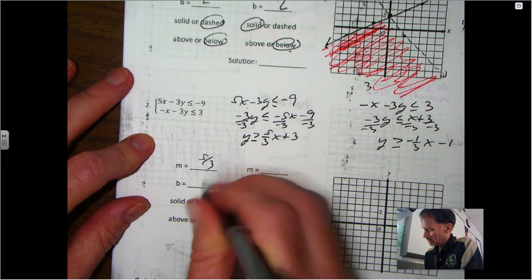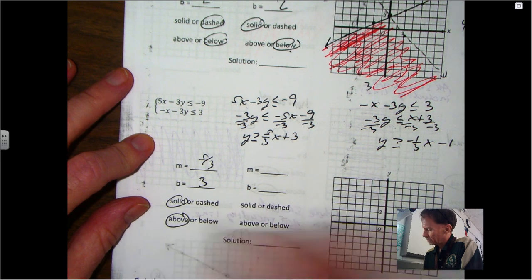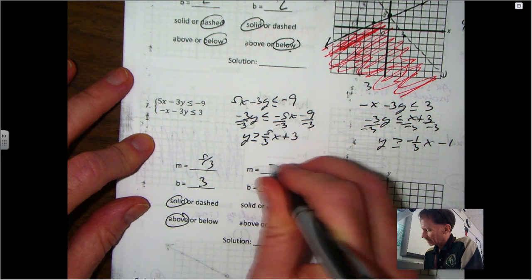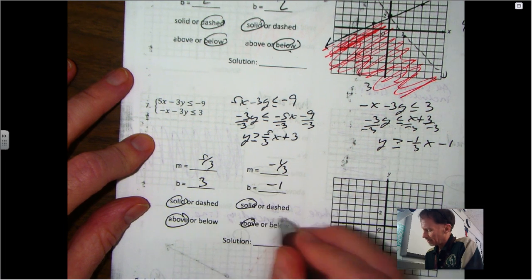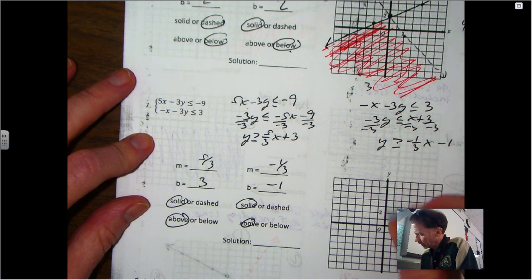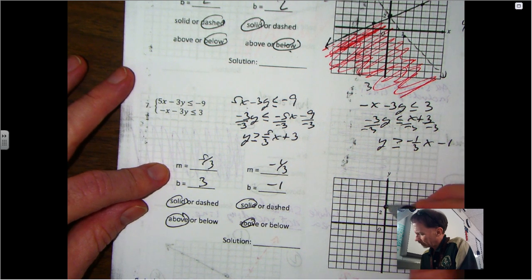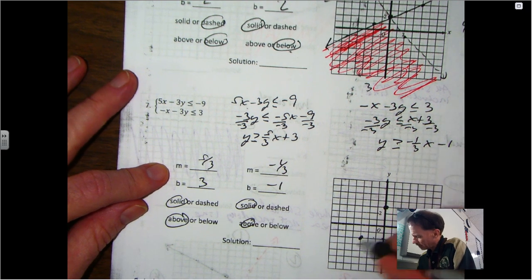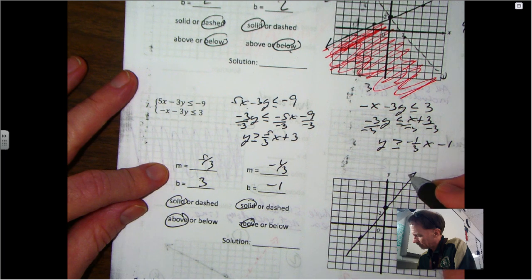So we got 5/3 and 3. That's a solid and above. And here we have negative 1/3 and negative 1 and solid and above. So here we go. We got 3 and up 5 over 3. 1, 2, 3. Whoops, too far. 1, 2, 3, 4, 5. It's got enough there. So a solid line. I'll just use those 2 points and sketch it in there.